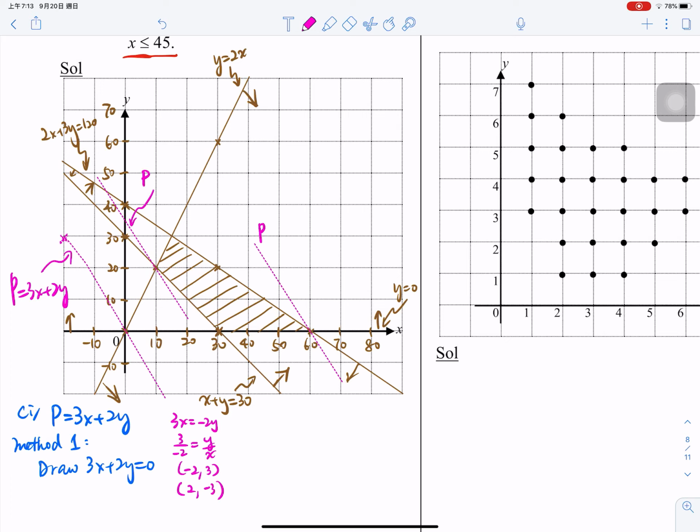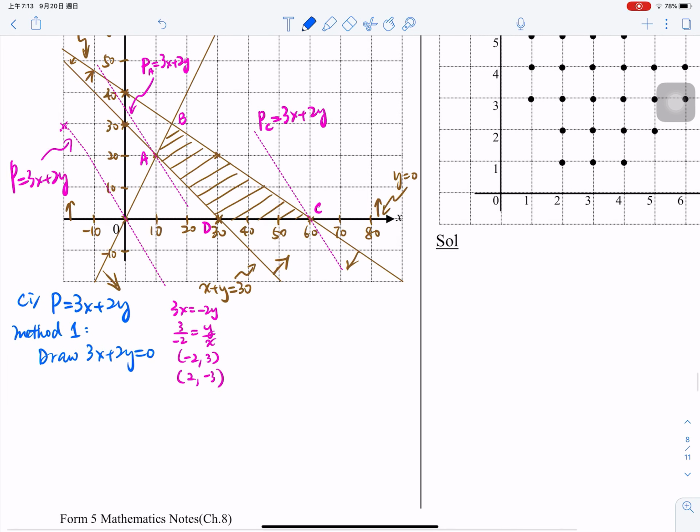This one is A, PA, the point A, 3x plus 2y. This one is point C, okay? PC equals 3x plus 2y. And mark this one as B, later we'll use it, and this one as D, okay? Pick up all the vertices in this shaded region, and it can help us to find out the maximum and minimum.